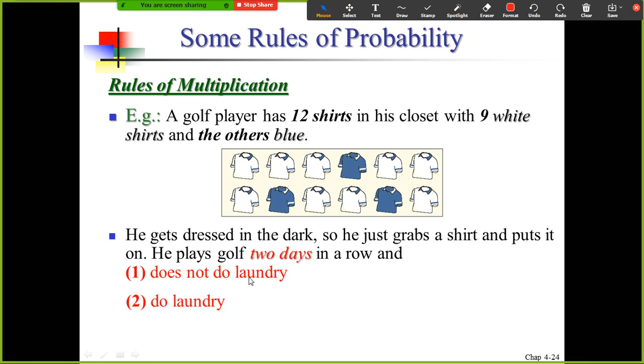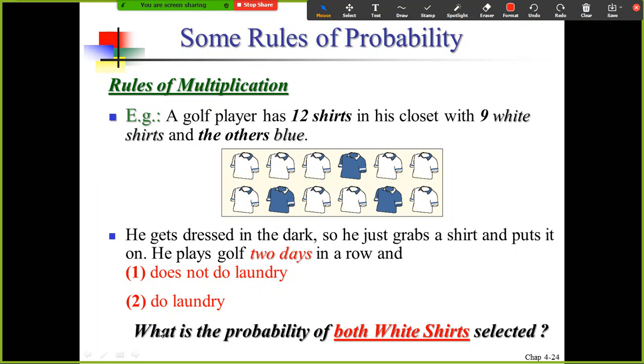Second condition, he played golf 2 days in a row, first day, second day, and he does laundering. Do laundering means that after finishing playing today, he takes this shirt, goes to laundry and puts it into the closet, and next day he gets the shirt from the dark place again, the dark environment again. So one is do not laundry, and the other is laundry. So this is the information given.